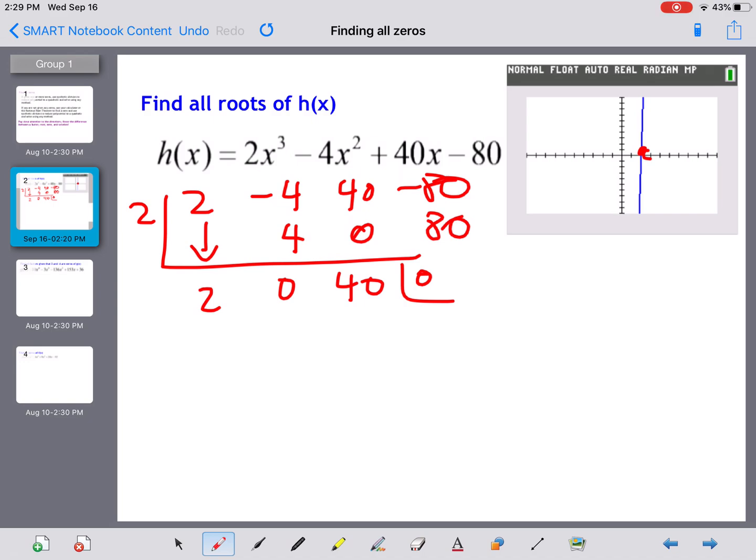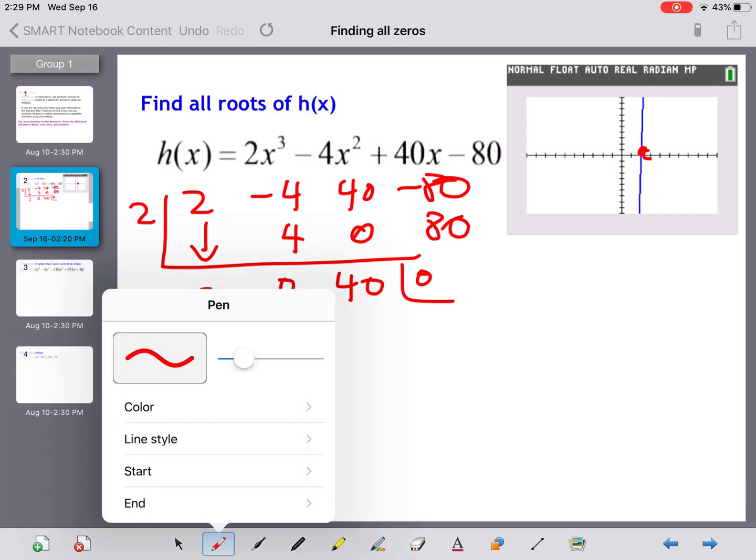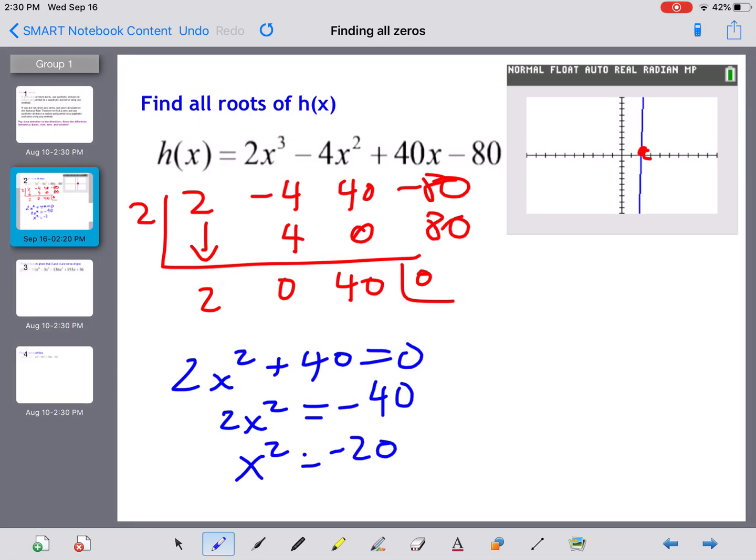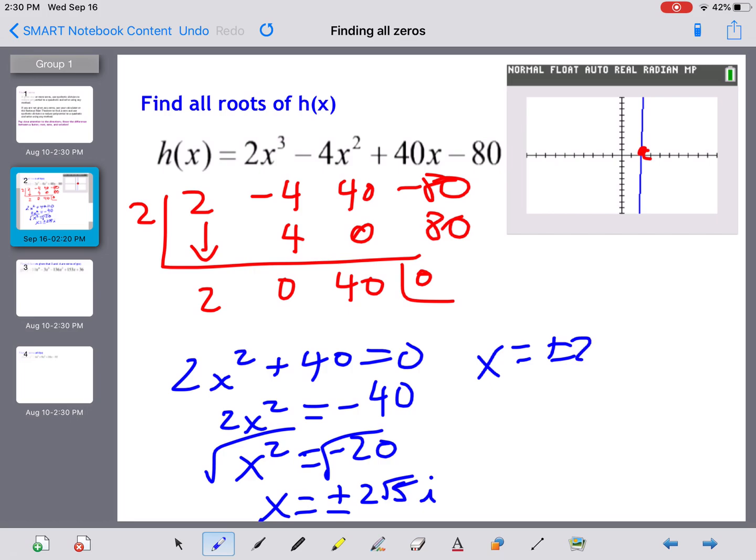So from there, we are now down to a quadratic. So this is going to read 2x squared, there's no x term, plus 40 is equal to 0. And so we want to solve this. We can solve by quadratic formula or square roots. Since there's no middle term, we can solve by square roots. So we can solve for that square term, and we're going to get x squared is equal to negative 20. And then we need to square root both sides, and we will get plus or minus 2 root 5 i. So our roots are going to be plus or minus 2 root 5 i.